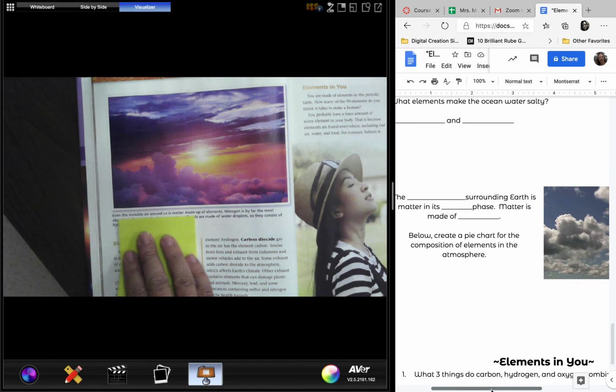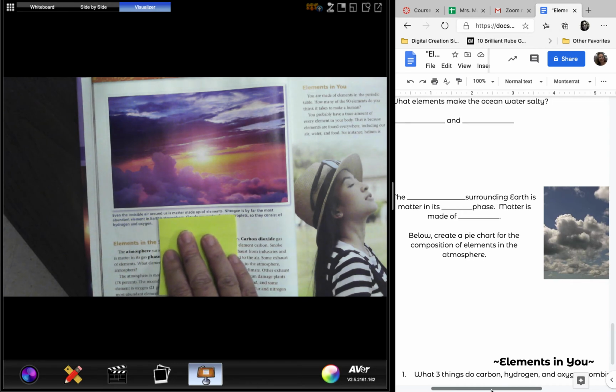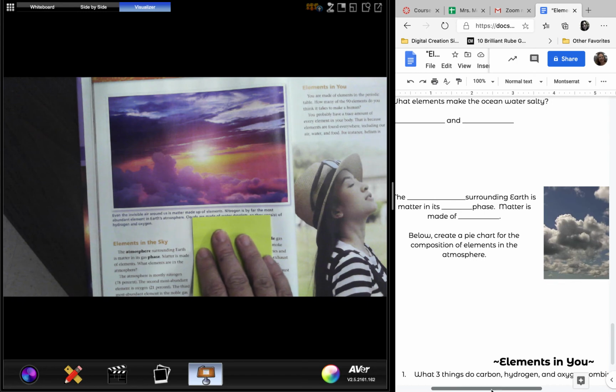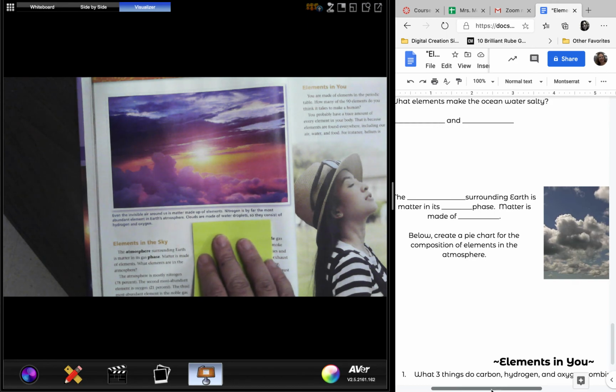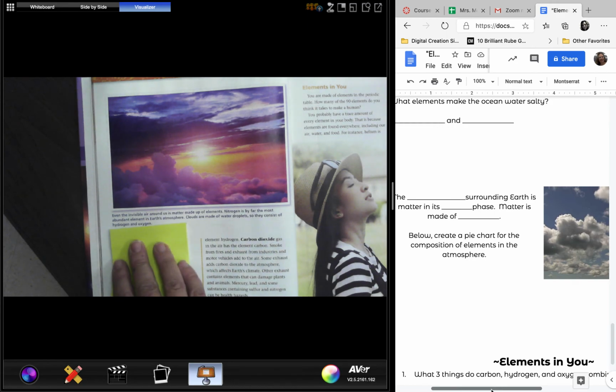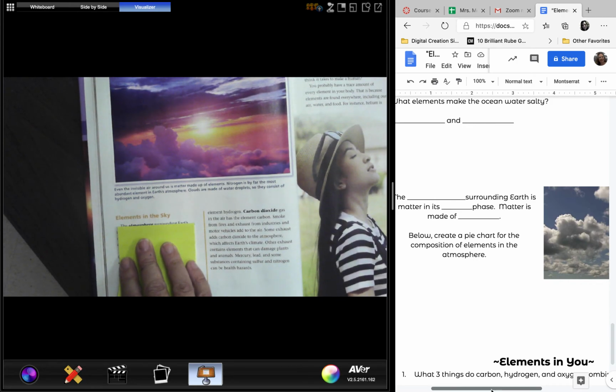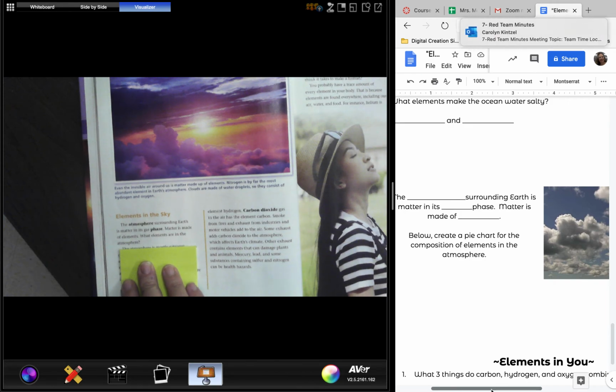Even the invisible air around us is matter made up of elements. Nitrogen is by far the most abundant element in Earth's atmosphere. Clouds are made of water droplets, so they consist of hydrogen and oxygen. Elements in the sky. The atmosphere surrounding Earth is matter in its gas phase. Matter is made of elements. What elements are in the atmosphere?